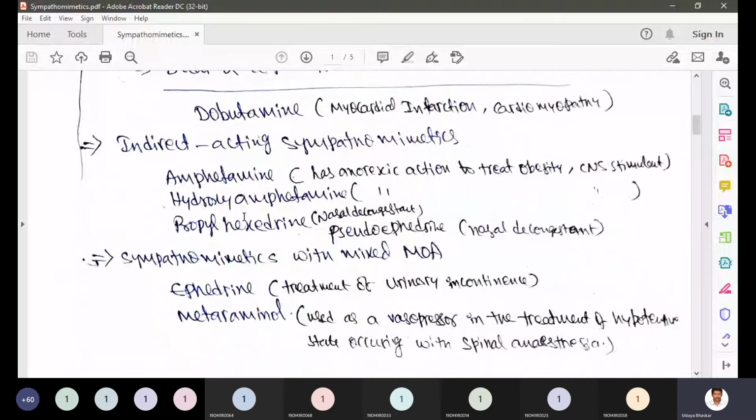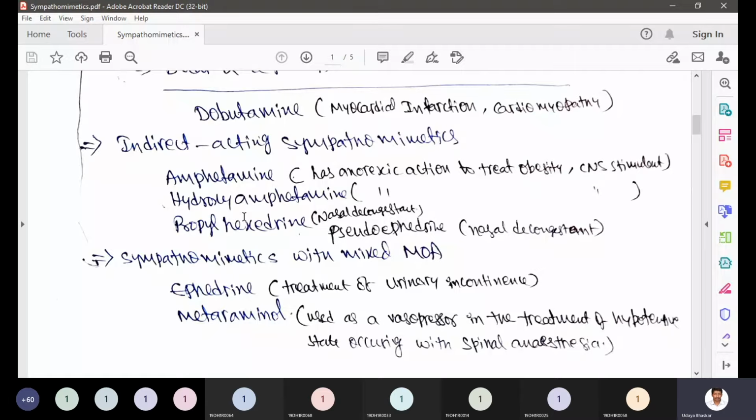And if you see the second main category, that is indirect acting sympathomimetics, the first example is amphetamine. Second one is hydroxyamphetamine. Third one is propylhexedrine. If you see the first two drugs, amphetamine, if you know the structure of amphetamine, hydroxyamphetamine is very simple, we just have to add a hydroxyl group. That is our assumption for now. Okay, so amphetamine and hydroxyamphetamine must differ only by having an additional hydroxy group.